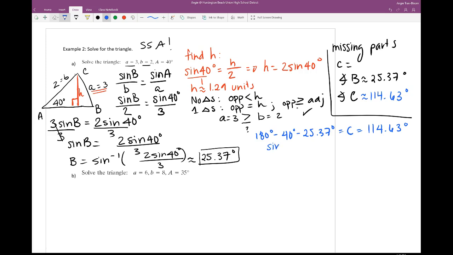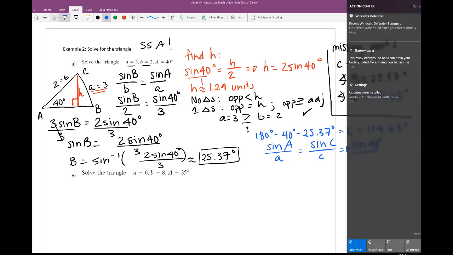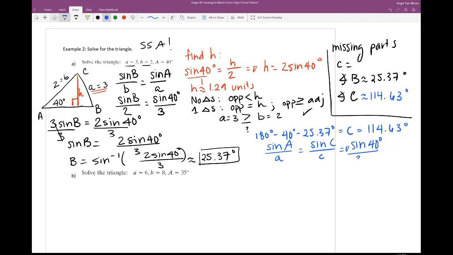So for leg C, I will use the exact given value, which is the A's, right? Sine of angle A over leg A equals sine of angle C over leg C. Now with the C, I don't have a lot of choices, so I'm just going to use the 114.63. Angle A is 40 degrees, and leg A is 3 units. Sometimes you don't have a lot of choices, and that's when you have to use the approximation, but when you can avoid it, okay?